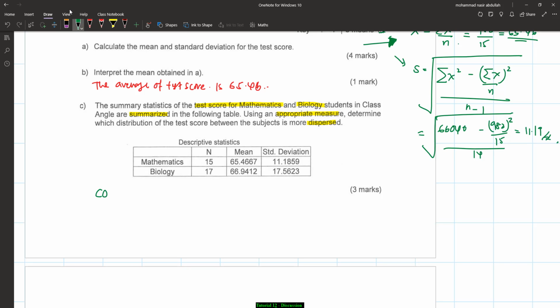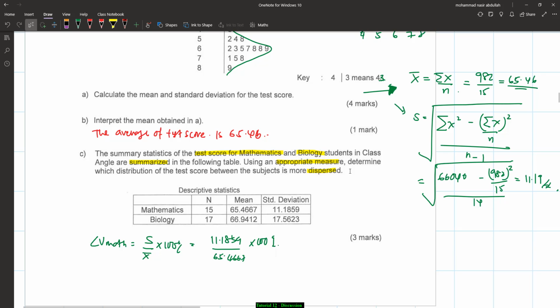So the coefficient of variation for mathematics, CV maths, is S divided by the mean multiplied by 100%. Just plug in the values into the formula. The question has already given the mean and standard deviation, so if your calculation is wrong, you can check again. 11.18, 59 divided by 65.4667.